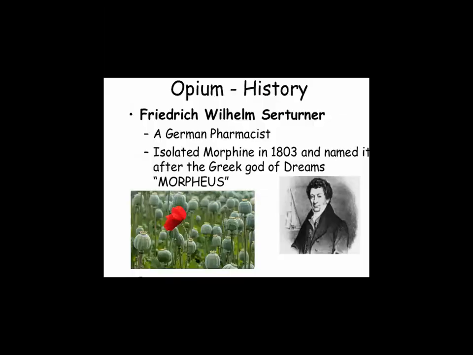Opium is the substance which was found by Friedrich Wilhelm Sertürner, a German pharmacist, and in the 19th century he isolated morphine from the plant that you can see on the slide.